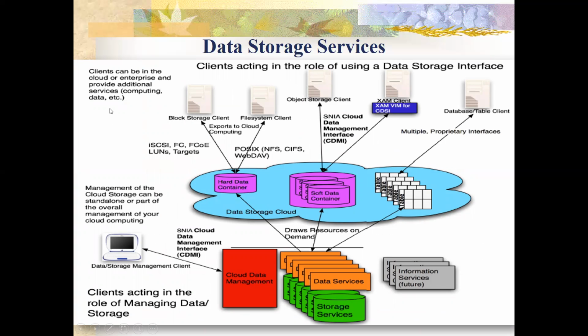The first part is client can be in the cloud or enterprise and provide additional service. So that's belong to the first row. You can see a lot of like a block storage client, file system client.